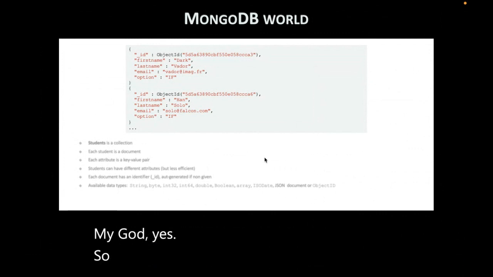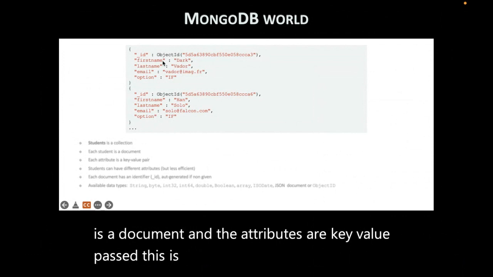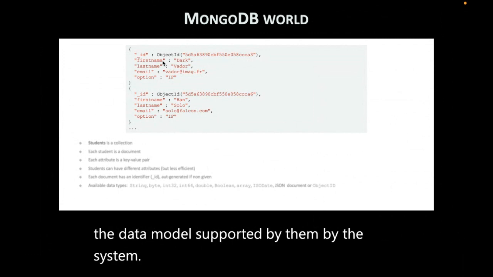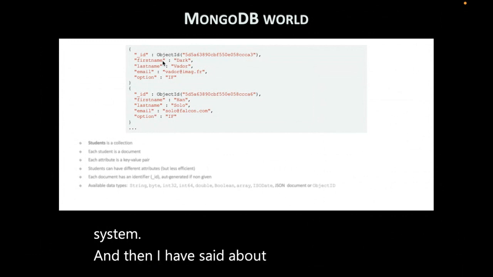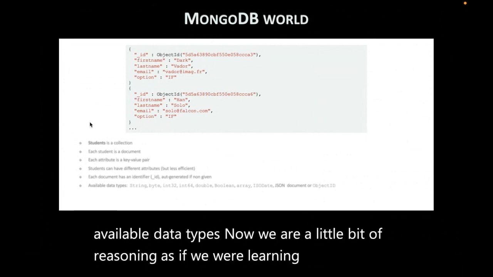So each little structure representing a student is a document, and the attributes are key value pairs. This is important because this represents the data model supported by the system. And then I have said about the identifiers and available data types. Now we are doing a little bit of reasoning as if we were learning a programming language.